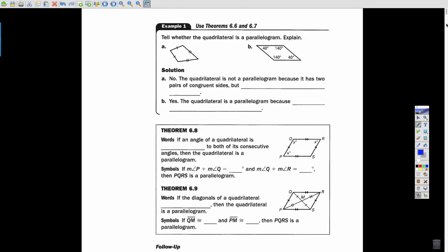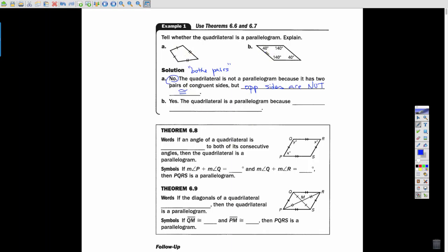Now let's look at the second page. We have an example here. It says, tell whether the quadrilateral is a parallelogram and explain. The first one, the answer is no, because I have two pairs, both pairs, it satisfies that, however, these two pairs are not the opposite sides. So therefore the conclusion is no, this is not a parallelogram because the opposite sides are not congruent. It has to be not only two pairs but also opposite sides.